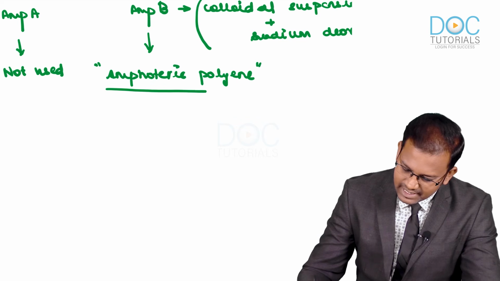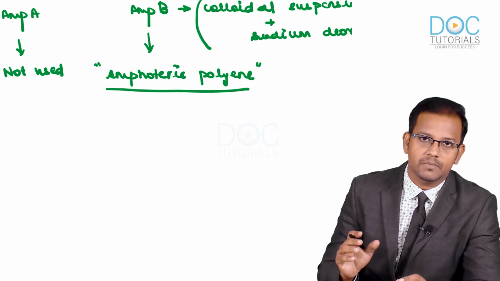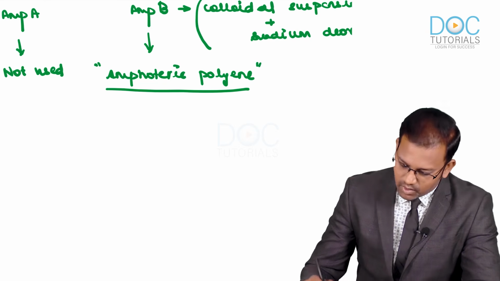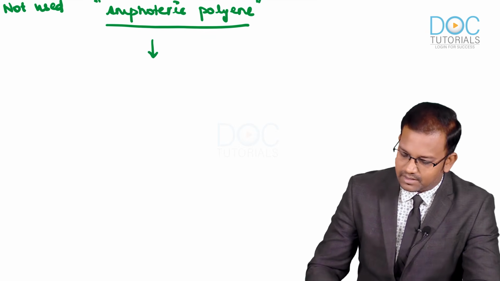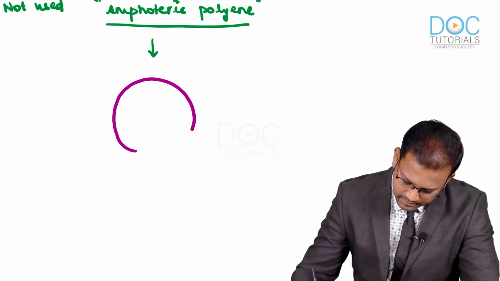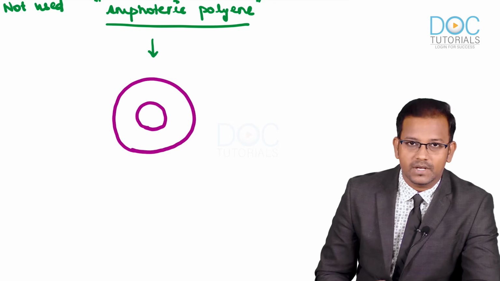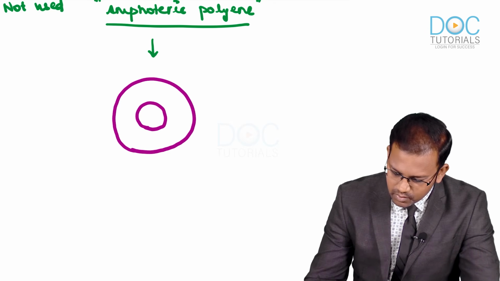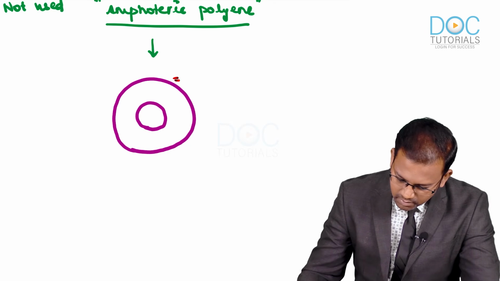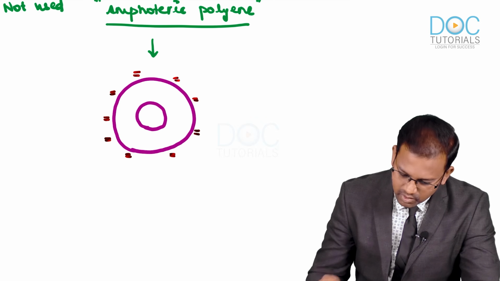What is a polyene, guys? Polyene means any drug molecule which has many double bonds in its structure. So what's the basic structure of amphotericin B? Simply said, it is a donut shaped molecule. In this donut shape, the outermost rim is full of double bonds. That's why this drug is a polyene molecule.